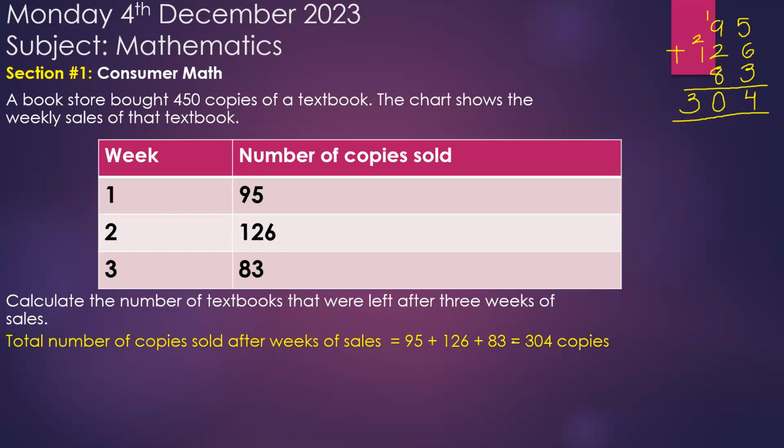Now, are we done? No, sir. No, we're not done, right? We're not complete. What do we need to do at this point? Subtract 304 from 450. Very good. The subtraction is 304 from 450. Okay. And so let's do that. When we subtract 450 and 304, let's see if we can. So we have 450 minus 304.